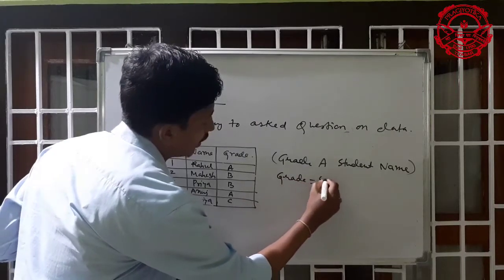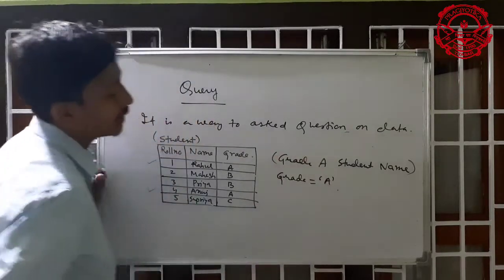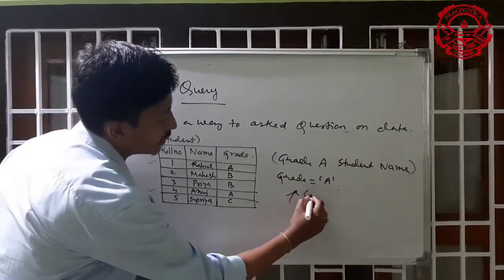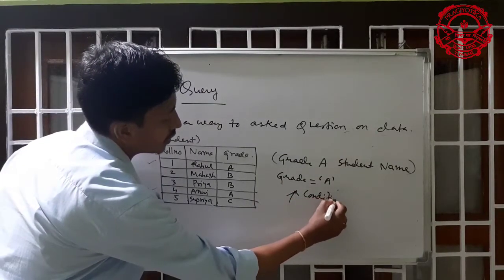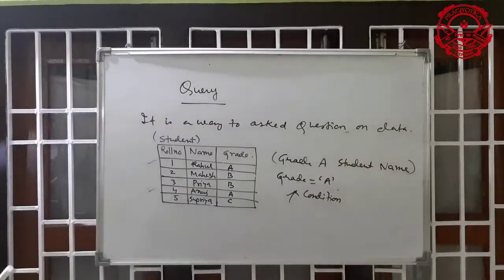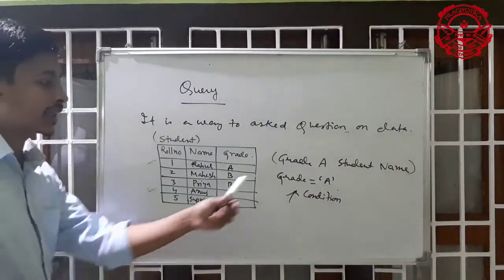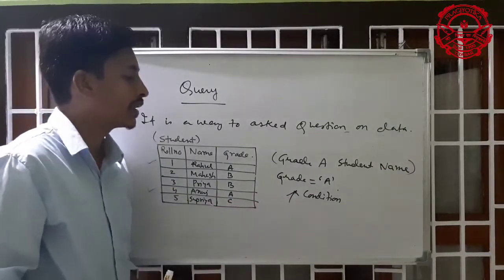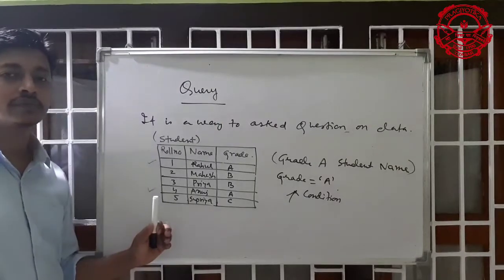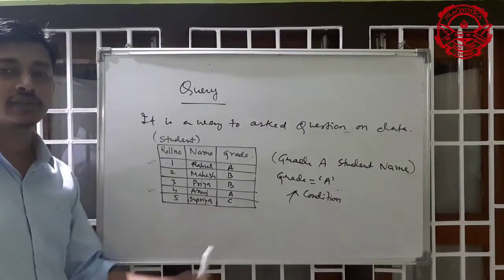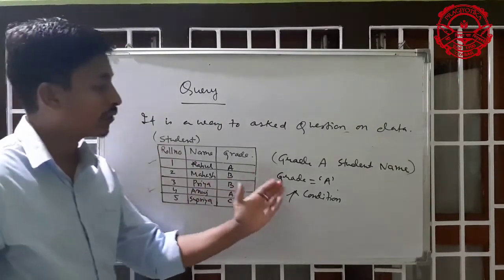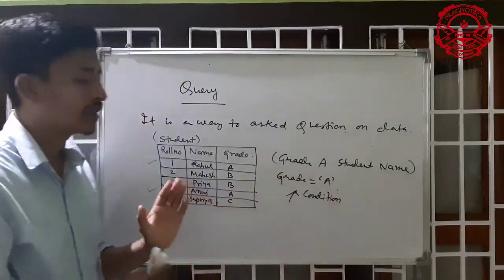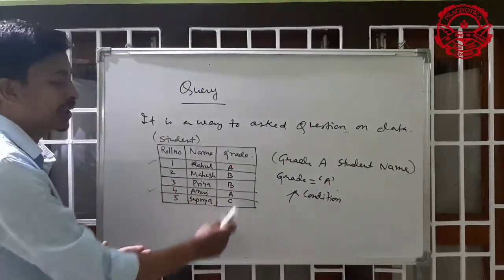Grade equal to A. This is the condition, you can see. If the condition is fulfilled, then we are going to see the result. You will get the results. If the grade equals A, first the database searches the grade.